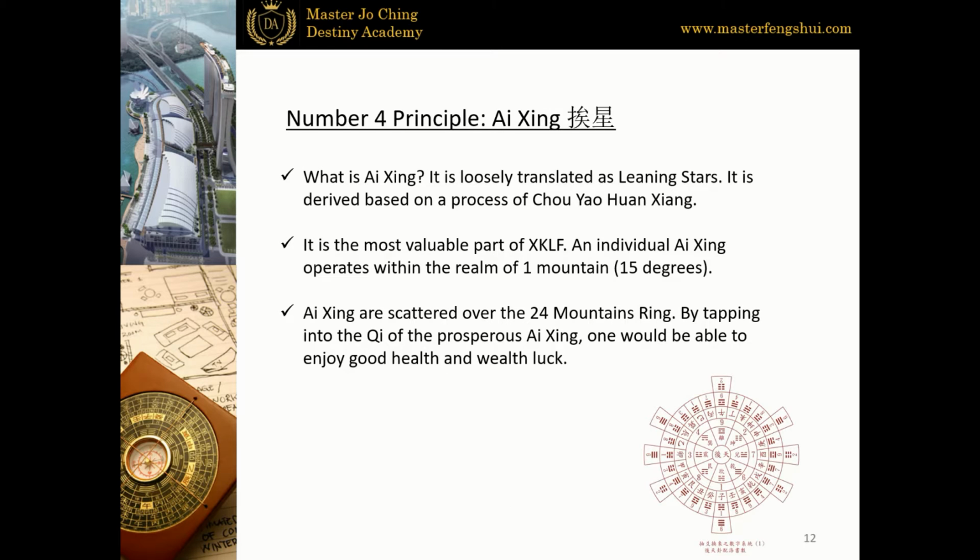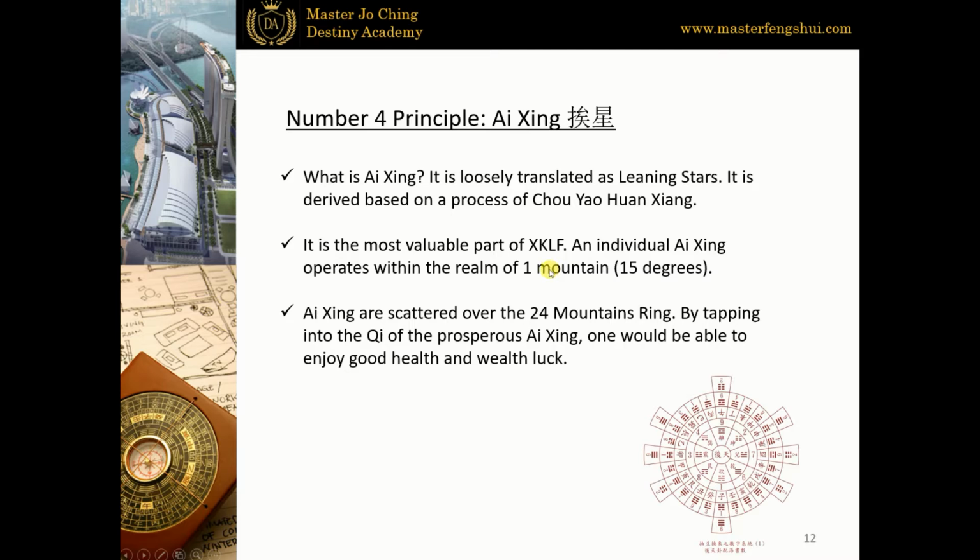Number 4 principle, icing. Icing can be loosely translated as leaning stars. It is derived based on the complex process of 抽爻换象. 抽爻换象 means you look at the trigrams, you extract the yao, that means the line, either the broken line or the solid line, and then you change the image. It is the most valuable part of Xuan Kong Liofa.